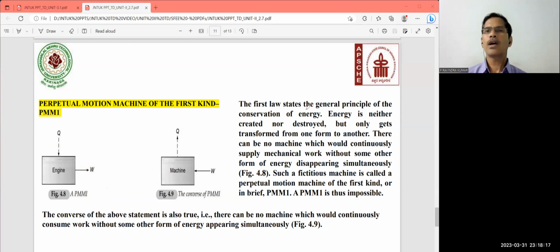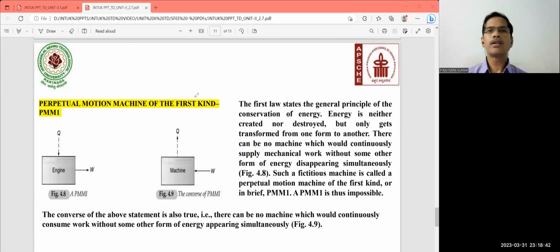The first law states the general principle of conservation of energy. Energy can neither be created nor destroyed. So there can be no machine which would continuously supply mechanical work without some other form of energy disappearing simultaneously. Here you need to give some work or heat input to this, and only then can you expect the work output.